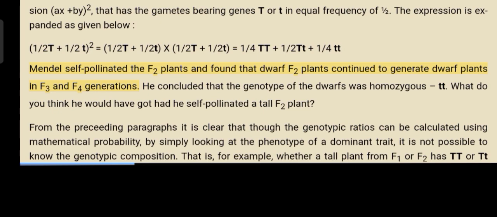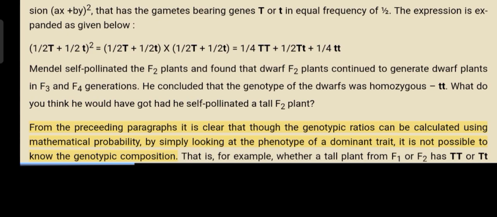Mendel self-pollinated the F2 plants and found that dwarf F2 plants continued to generate dwarf plants in F3 and F4 generations. He concluded that the genotype of the dwarfs was homozygous tt. What do you think he would have got had he self-pollinated a tall F2 plant?